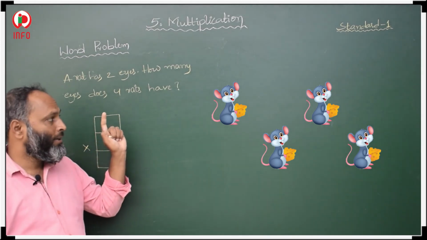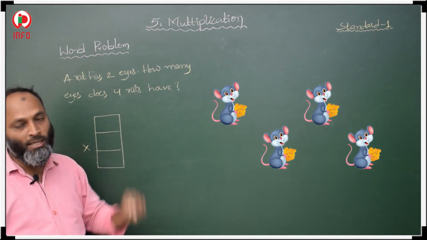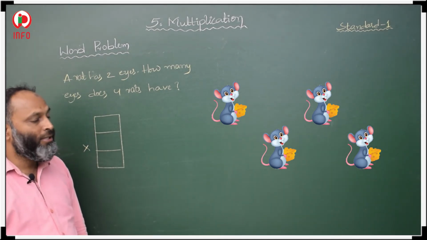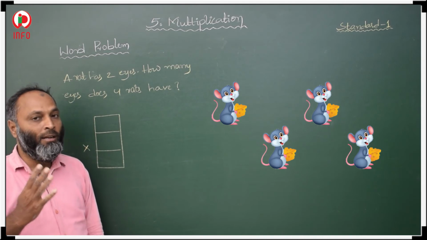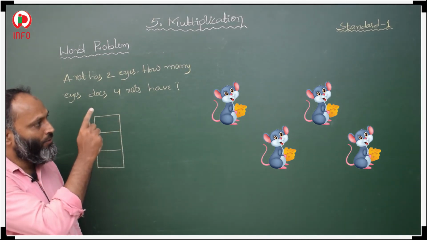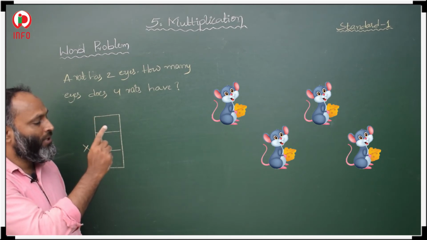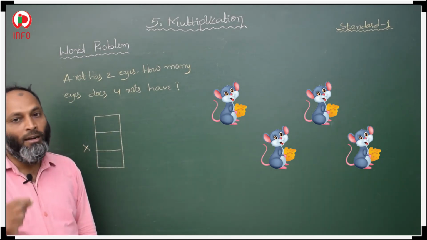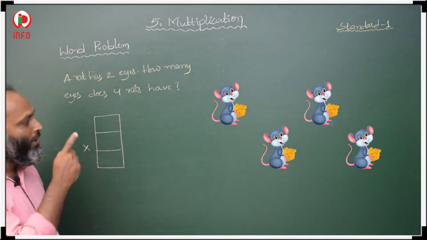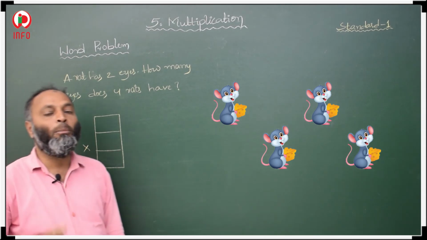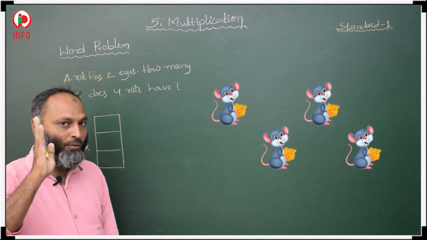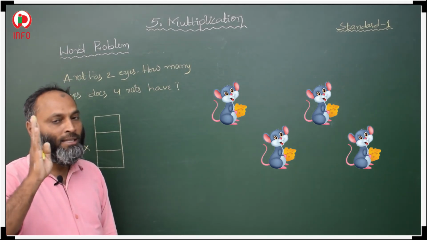See here, one rat has 2 eyes. Total how many rats are there in the picture? Total 4 rats are there. Count all the eyes. How many eyes are there? 1, 2, 3, 4, 5, 6, 7, 8. Every rat has 2 eyes. Then how many rats do we have? 4 rats. Total how many eyes do they have together?